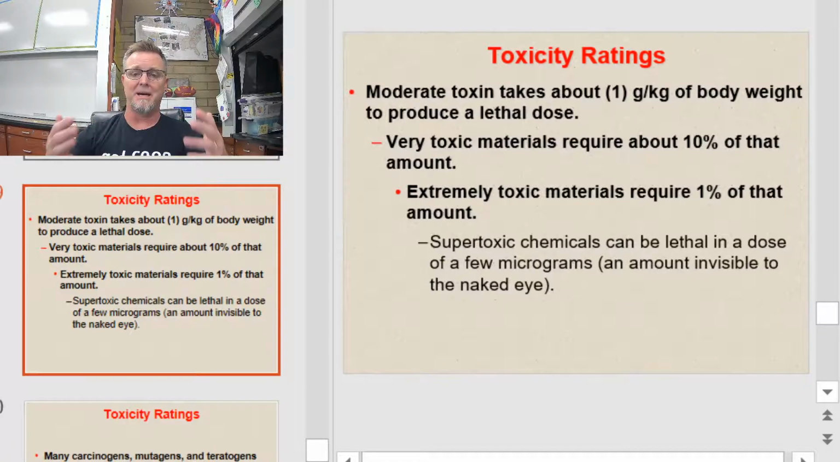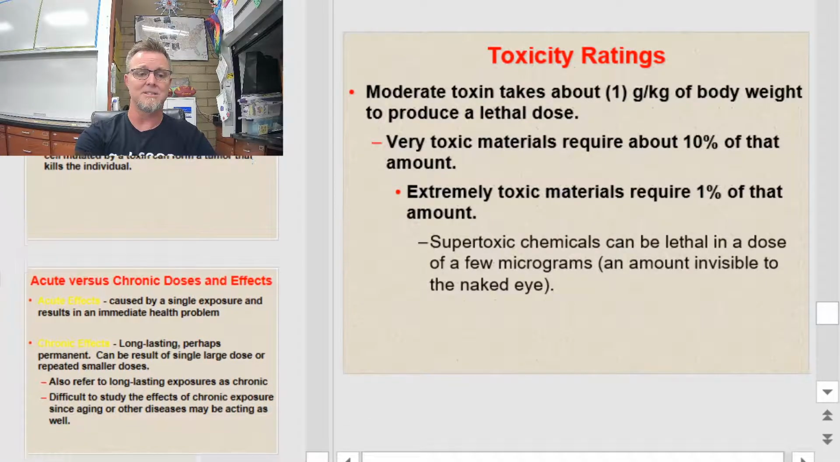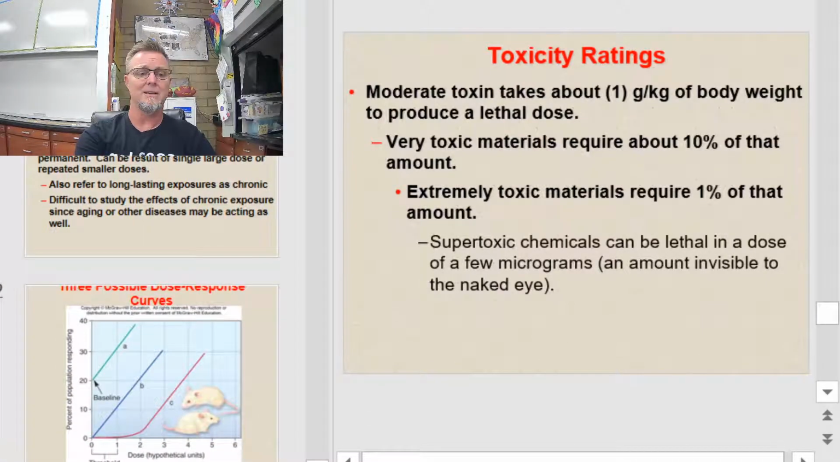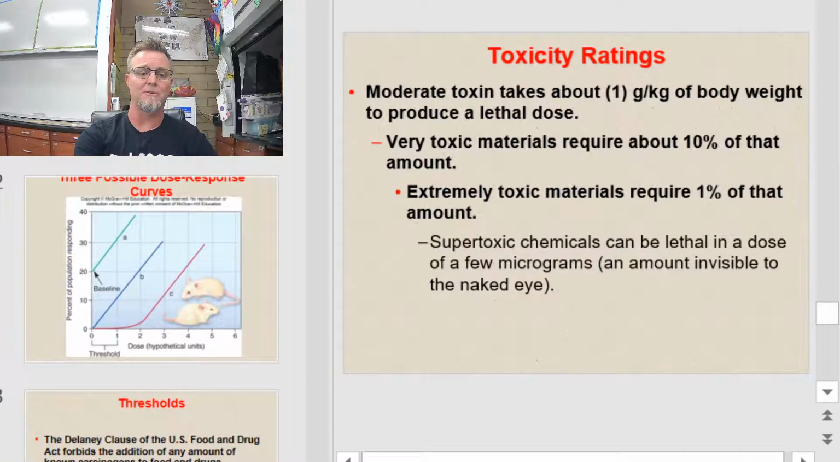So when you think about that botulism toxin we talked about a long time ago, that's really, really toxic stuff because it only needs to be present in teeny tiny amounts to make you not just sick, but dead. So at the end of the day, these toxicity ratios are super, super important to help us understand how much protection we need when we're exposed to these different things.